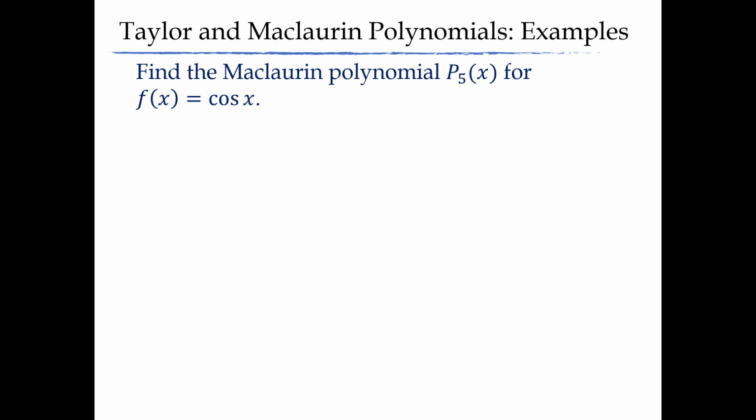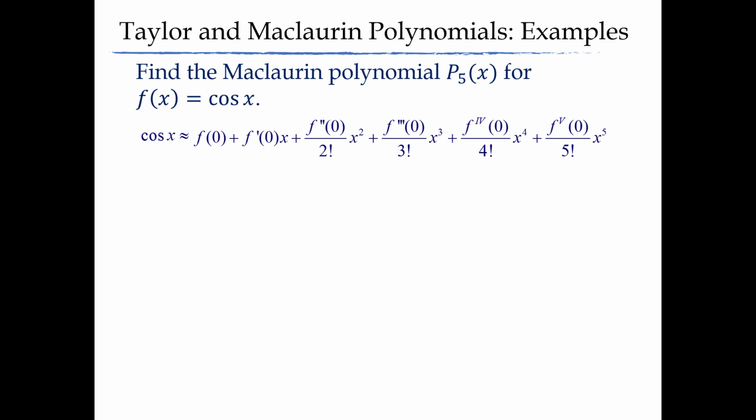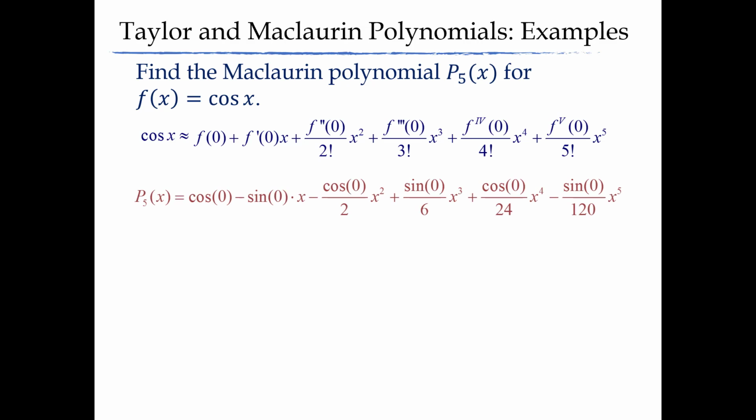So let's go ahead and find the Maclaurin polynomial of 5th degree for f of x equals cosine of x. If we just use this form of a Maclaurin polynomial, we should be able to evaluate this relatively quickly. The first thing I'm going to do is find cosine of 0, which is the value that we know, plus the derivative of cosine, which of course is negative sine, evaluated at 0, times x.